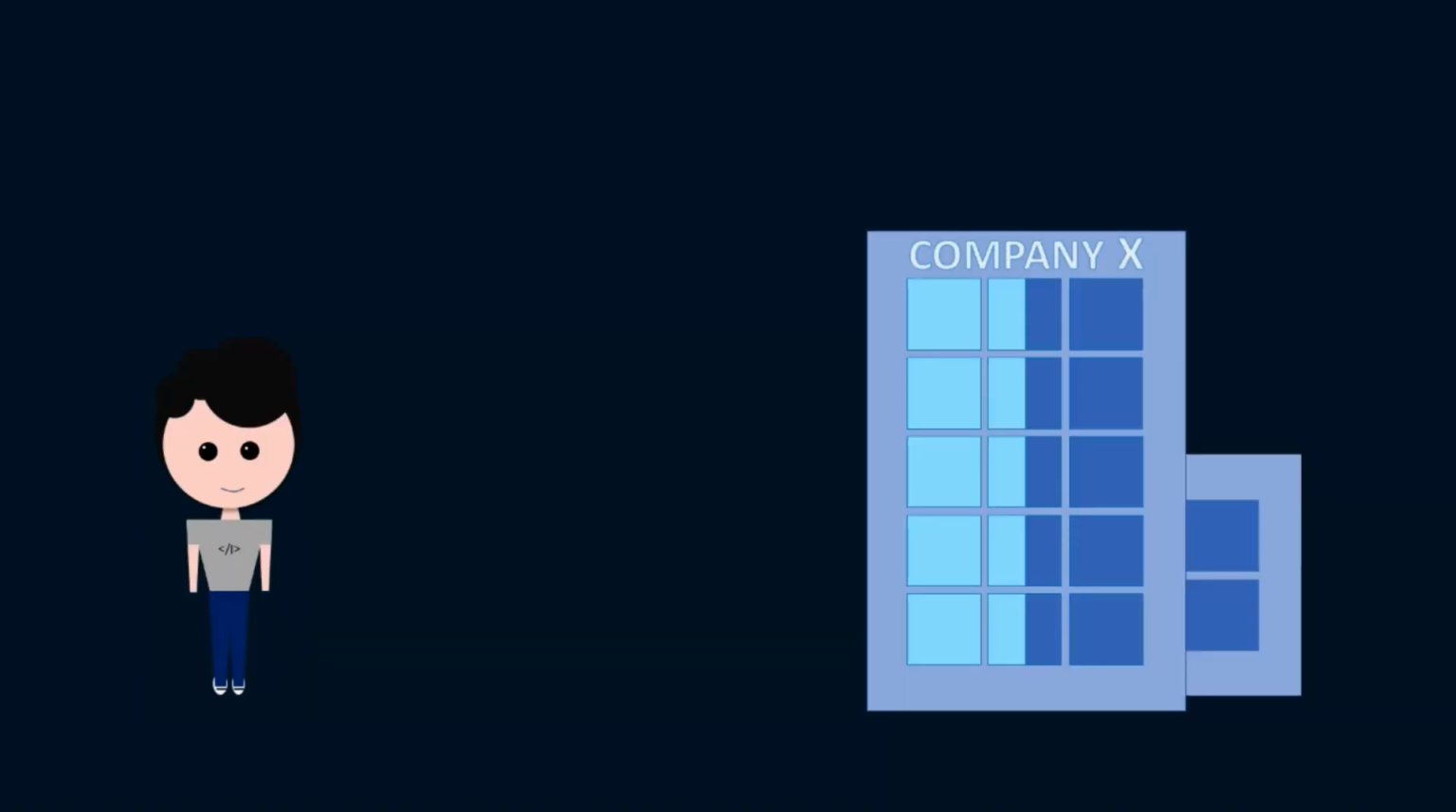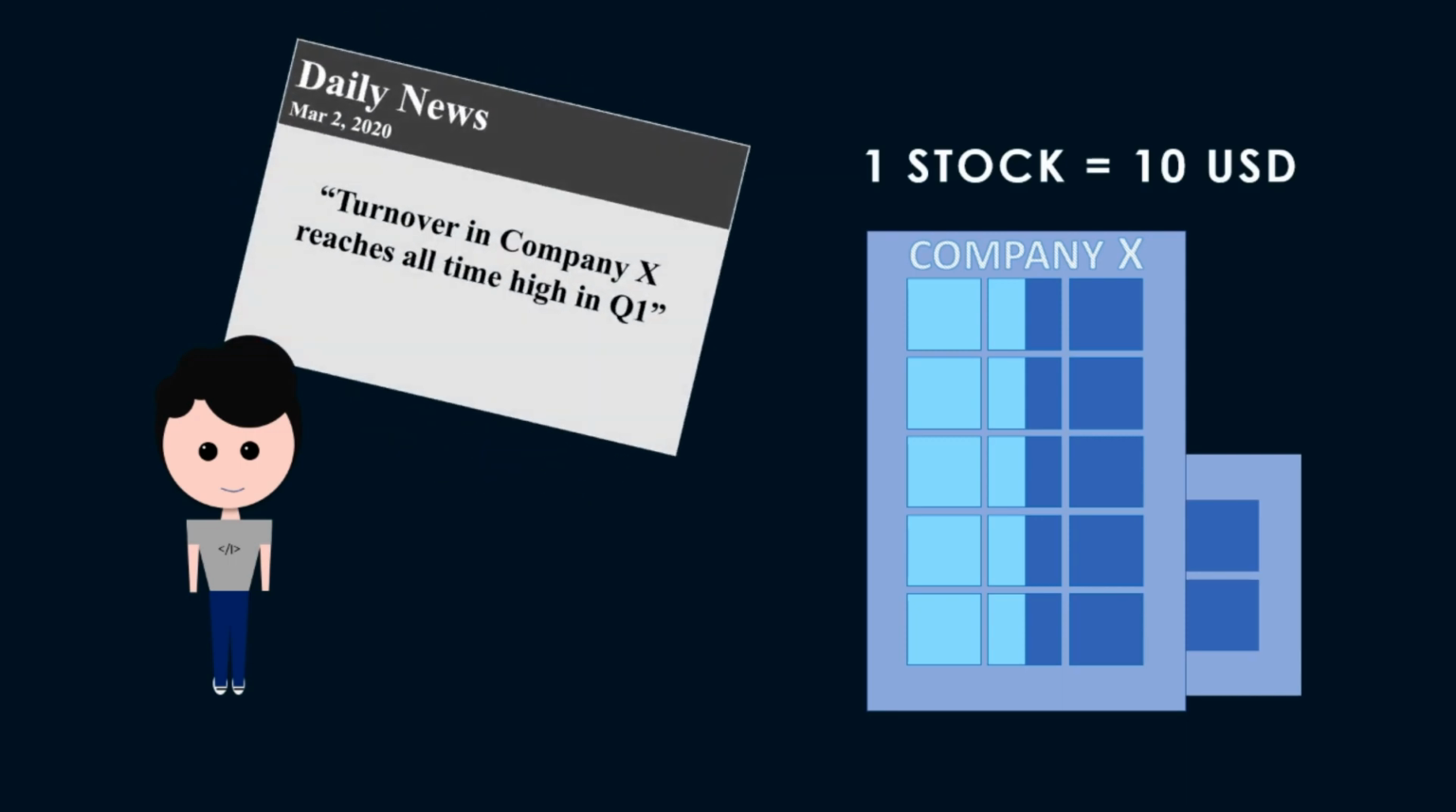Let's have a look at Bob and Company X. The price of one stock is $10. Based on the news and latest rumors, Bob is quite sure that Company X will soon run into trouble and the price of the shares will go down. He therefore decides to take advantage of this price movement by betting against the company and short selling the stocks.